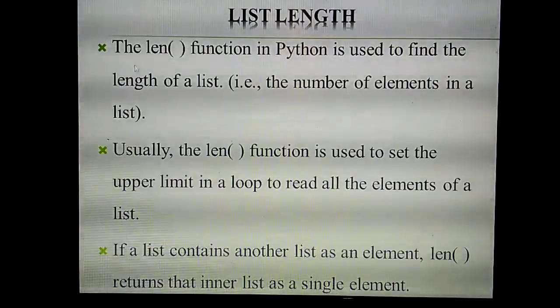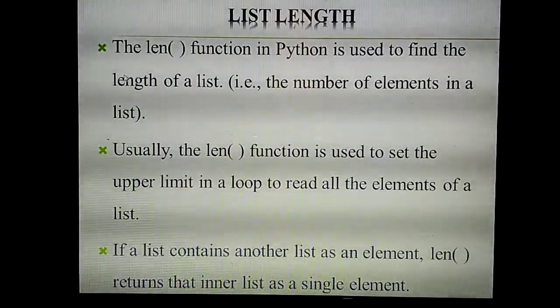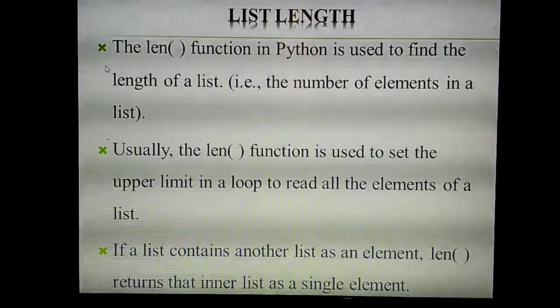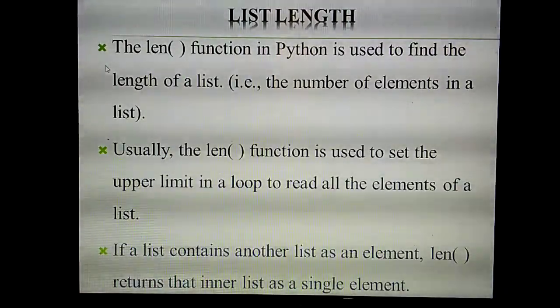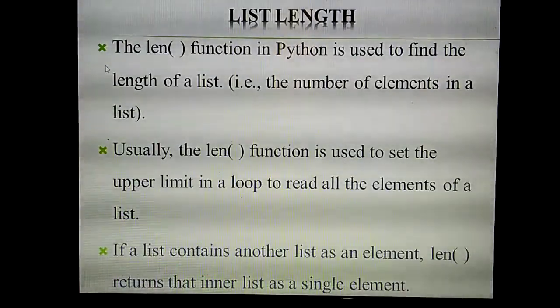The len function. What is the meaning of the len function? It will count the number of elements in the list and give as output how many elements there are inside the list. So what's the use of this function? It gives the number of elements inside the list. For example, if a list has 5 elements, it will return 5. If 8 elements are there, what answer will you get? 8.